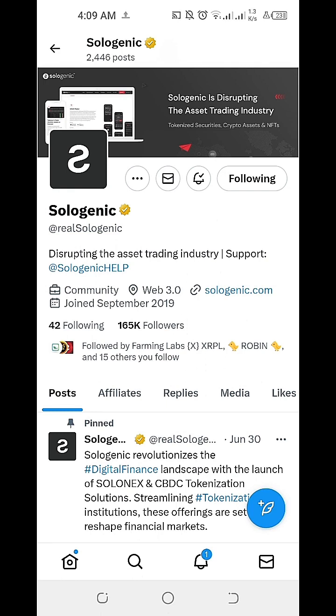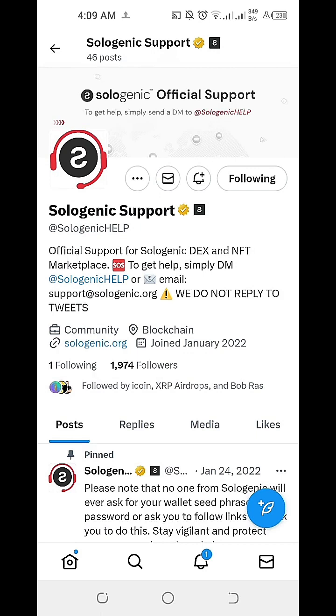So if you're going to click on at Sologenic Help, okay, it will redirect you to the official support team of the Sologenic ecosystem, okay? So what you have here is the Sologenic support at Sologenic Help, official support for Sologenic Dex and NFT marketplace, okay? To get help, simply direct message at Sologenic Help or email support at sologenic.org, okay? And please note that they don't reply to tweets.